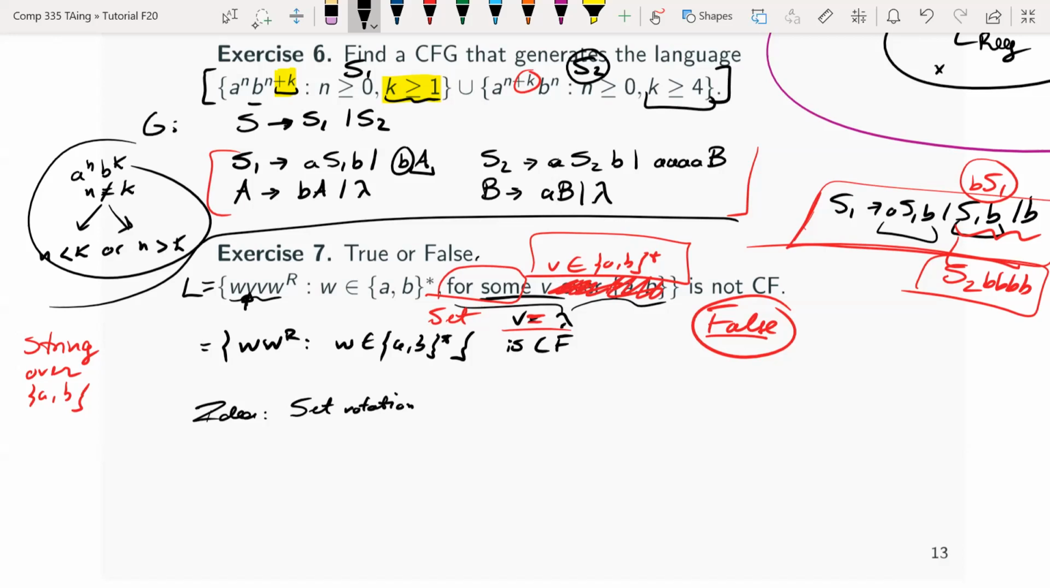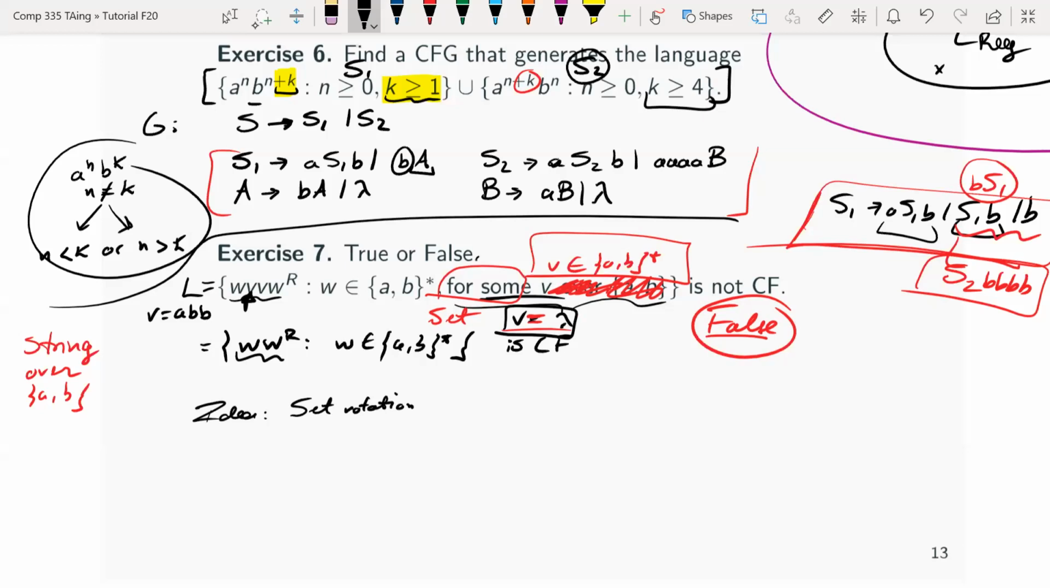All right. So yeah, that's why if you have for some particular V over AB star, then you're allowed to pick the V that goes in here, right? And so if you're allowed to do that, you can set V to lambda. If you set V to lambda, then this gives you the language of palindromes. You could have picked anything else. You could have set V to ABB. That would have still been context free. It would have just been, you know, less clean to explain why, right?